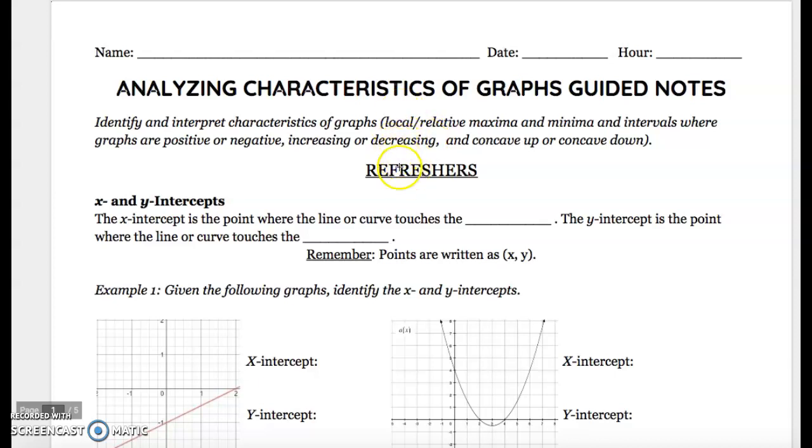Right, guys, today we're going to go over analyzing characteristics of graphs. And some of the stuff you will hopefully have remembered, or at least it should feel familiar from previous classes, Algebra 1 and Algebra 2. So this is the refresher section, and then we'll get to the brand new stuff. But this stuff should feel at least slightly familiar.